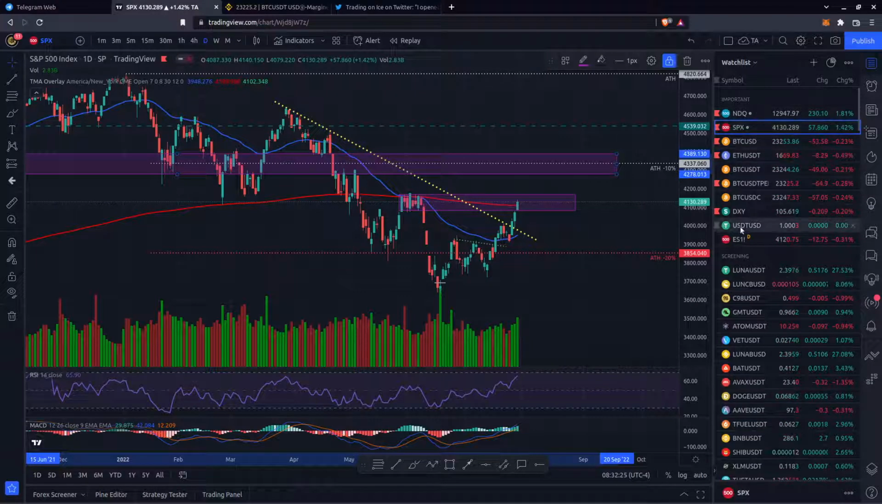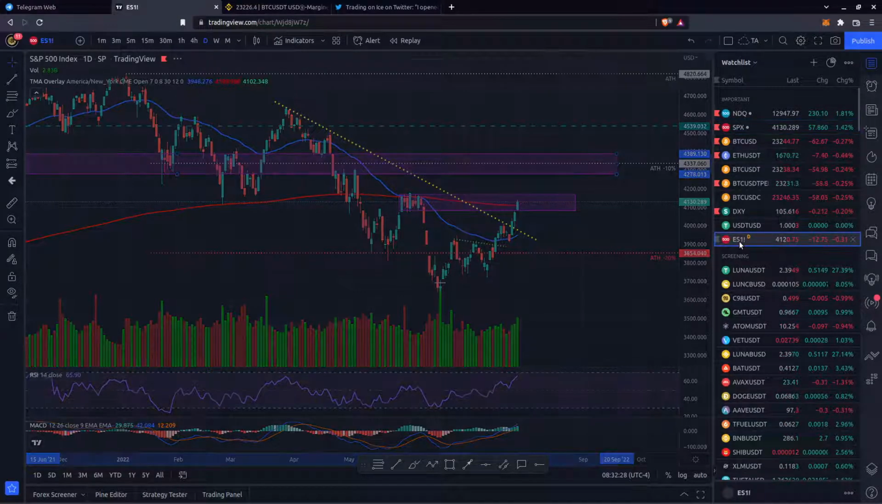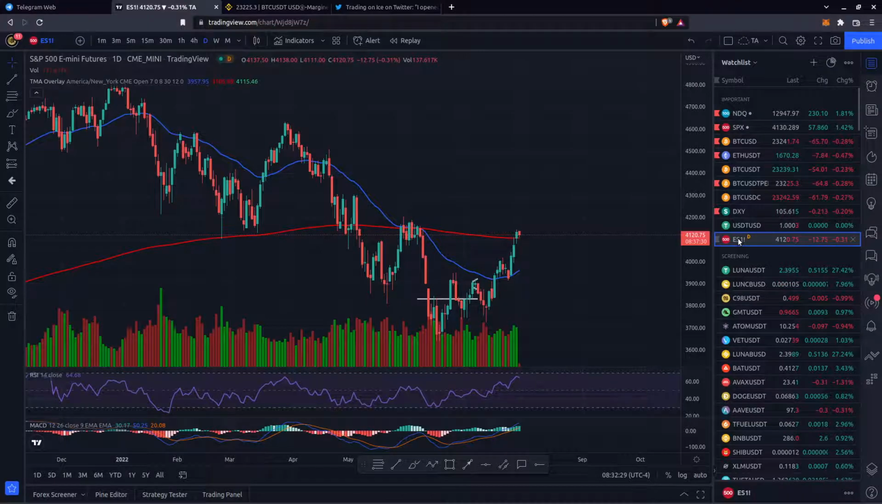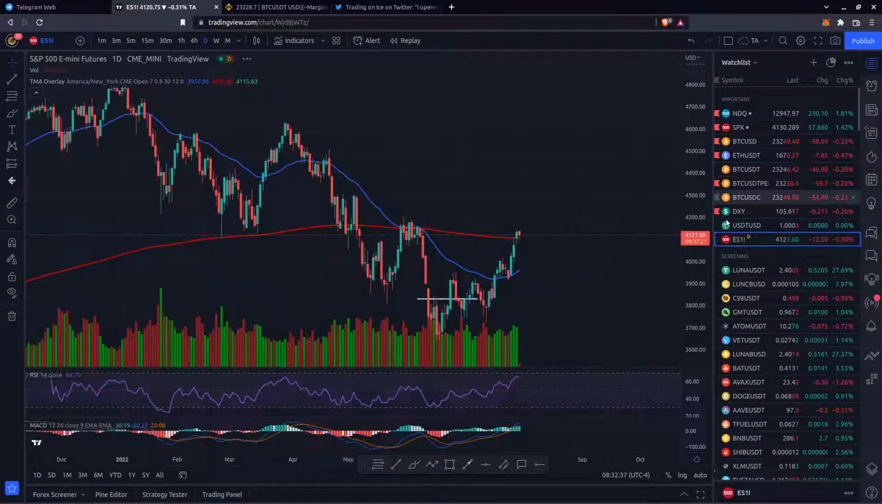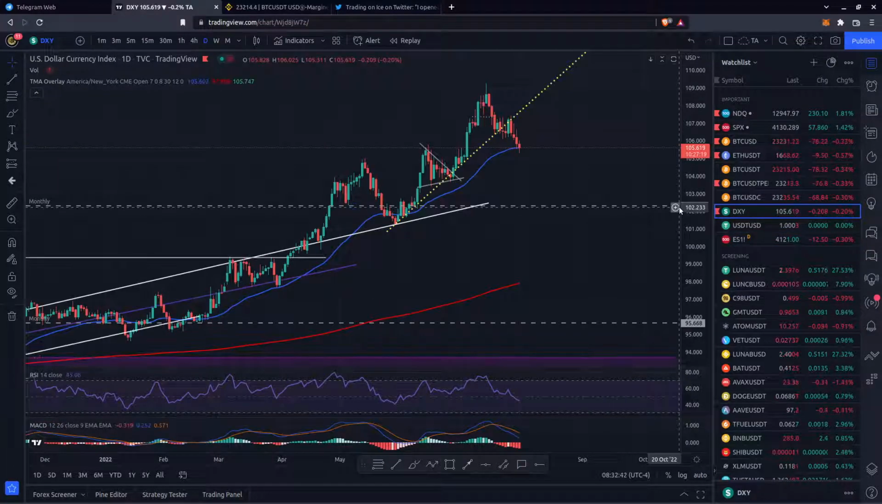But before going to the dollar, let's take a look at the mini futures. You can see already some resistance here. Maybe the S&P 500 will follow. Great. About the dollar DXY, the dollar index.